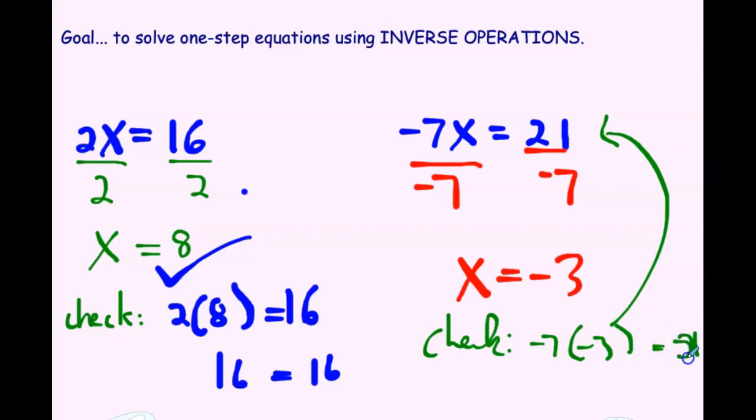Alright, I'm squeezing it on the side. So negative and negative is positive. 7 times 3 is 21. So we know that that's 21 equals to 21. And with that said, I know right away that my answer, x equals -3, is correct, because based on my checking, both sides of the equation satisfy it.